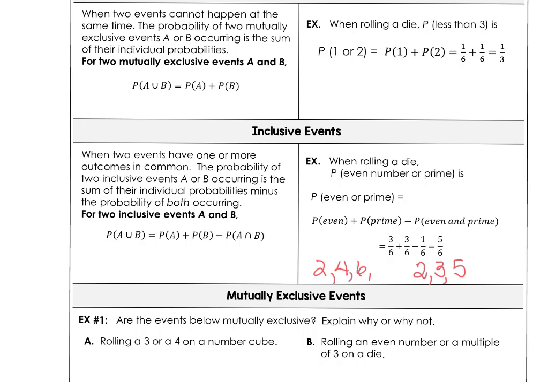But we've got to consider that overlap. And we have an overlap with the number 2, which is both even and prime. So there's one number out of 6 that is common to both events. So 3 out of 6 and 3 out of 6 minus that 1 out of 6 for the overlap gives you a 5 out of 6 probability.